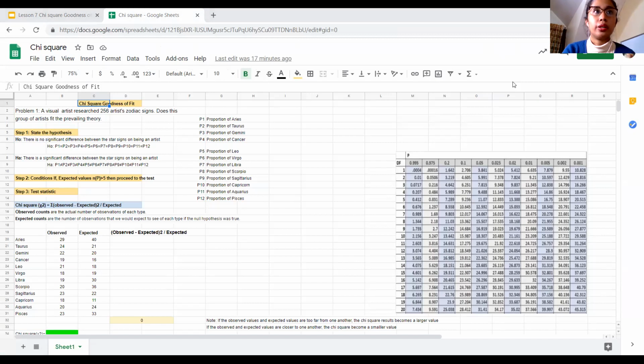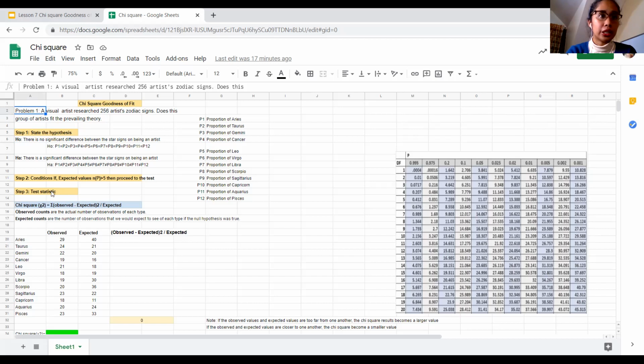Okay. So class, let's start with your chi-square goodness of fit. So, what are our steps? Step 1, step 2, step 3, step 4, and step 5. So, just like before, we're going to do hypothesis testing. So, this is our problem. Problem 1: a visual artist researched 256 artists' zodiac signs. Does this group of artists fit the prevailing theory?